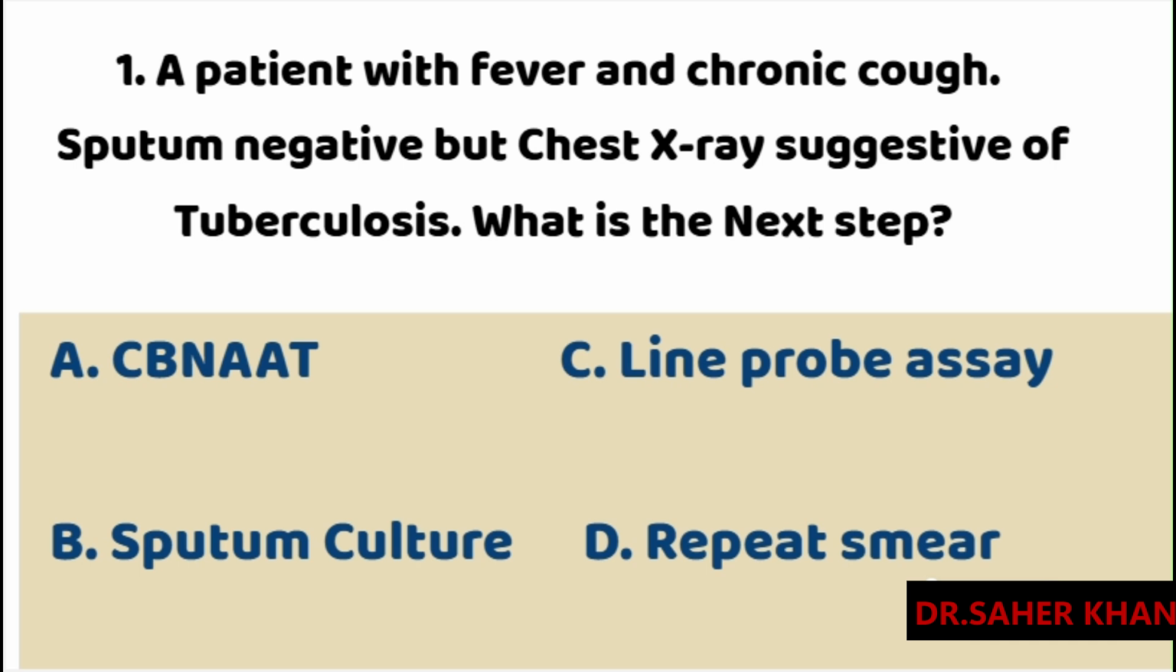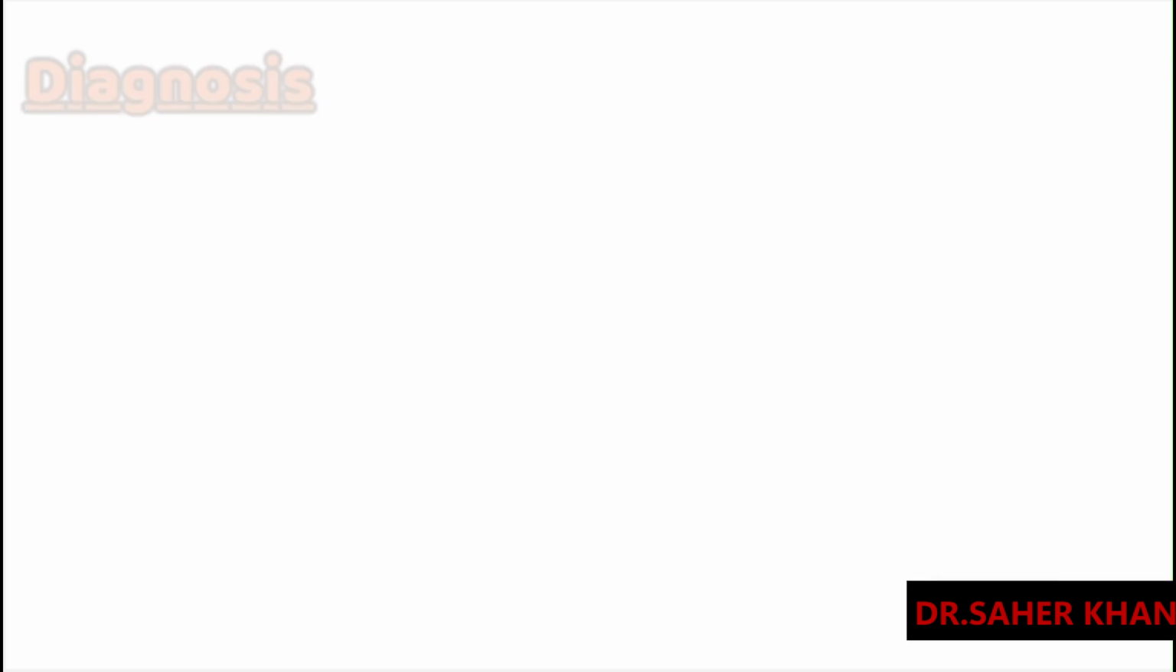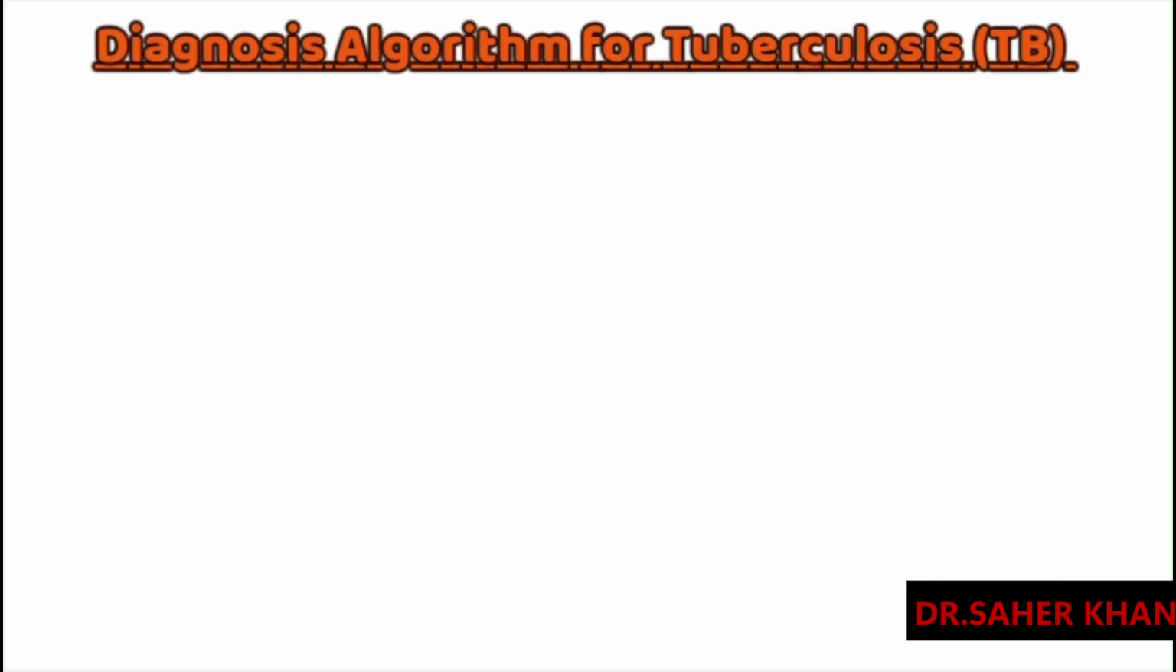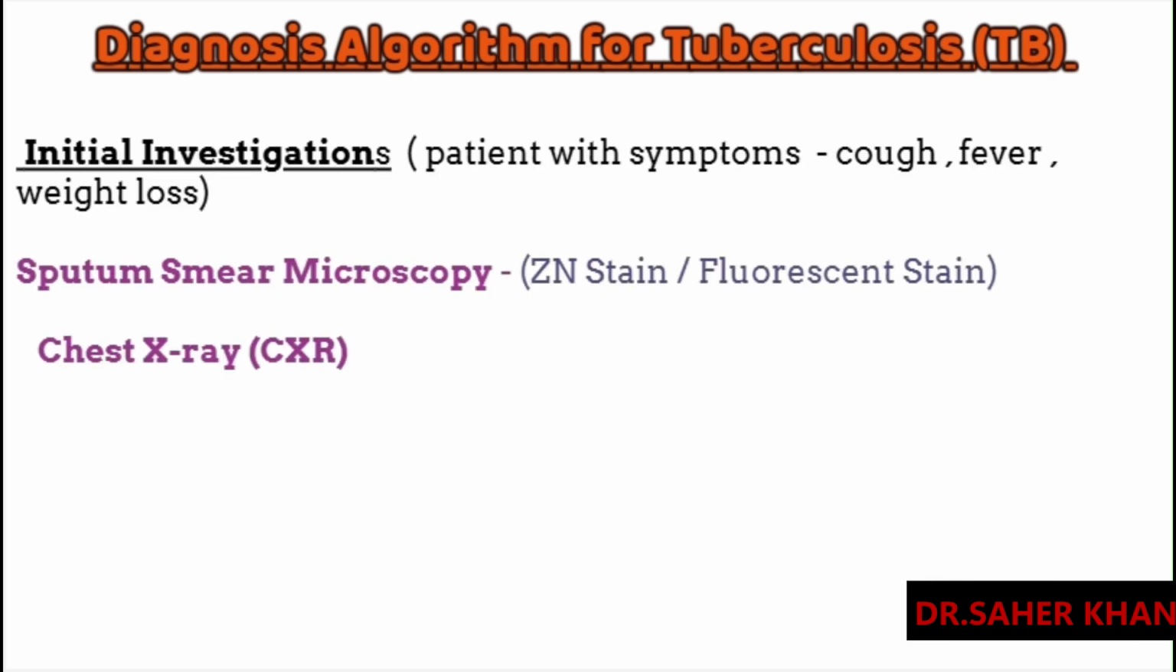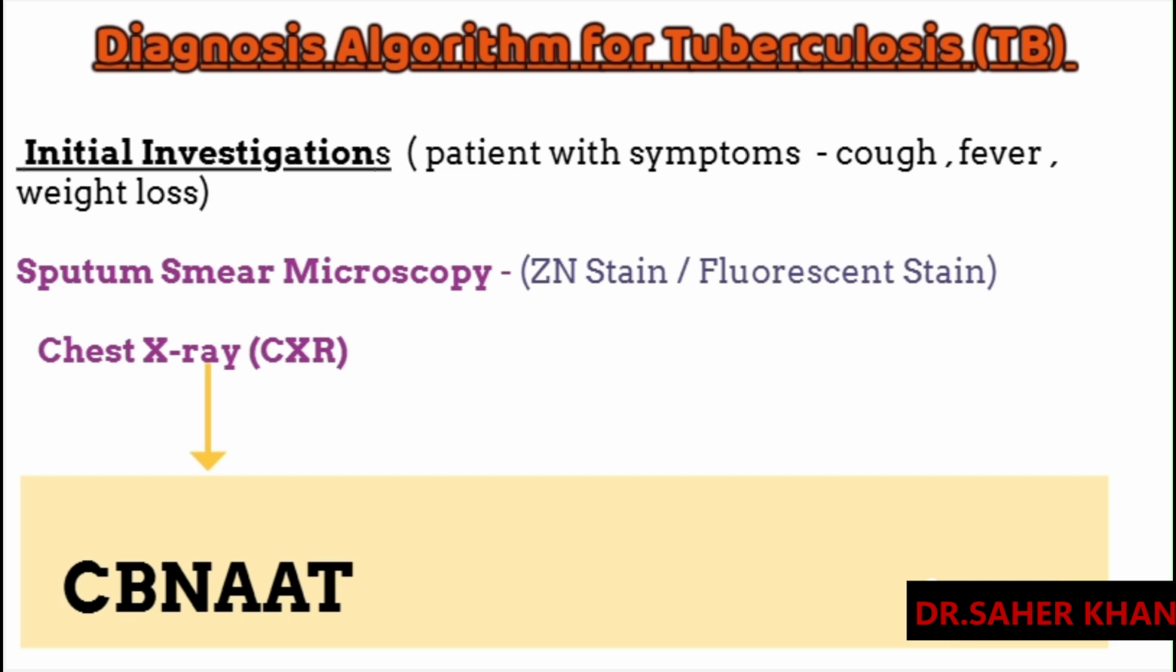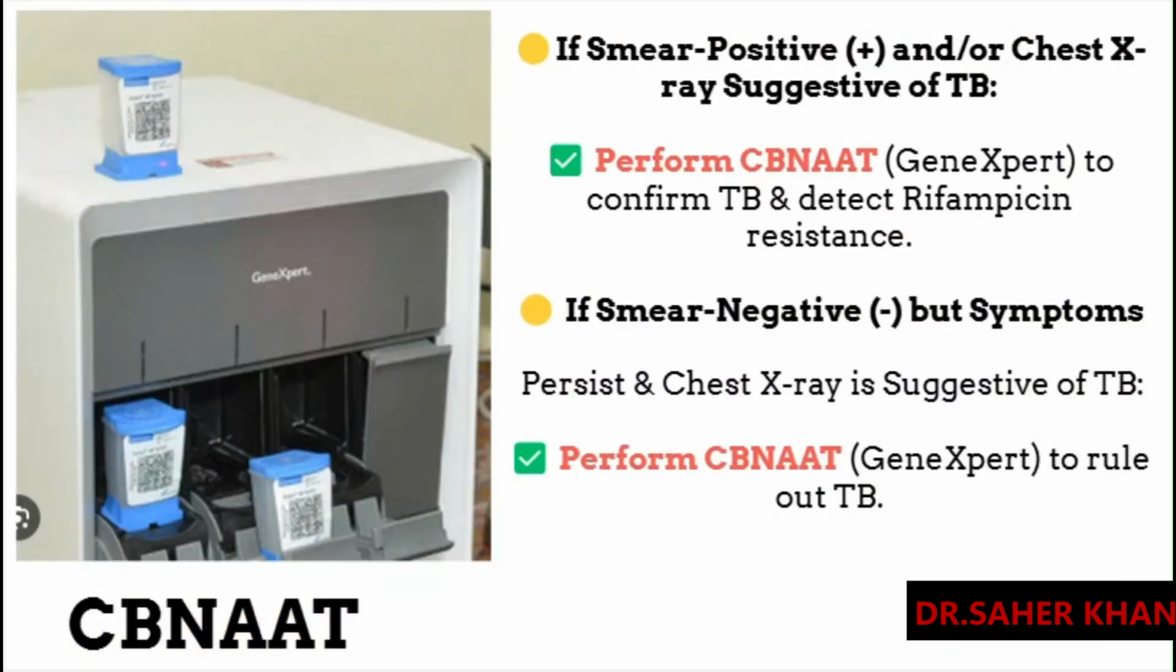Okay, so to answer this question, we must follow the TB diagnostic algorithm. According to the TB diagnostic algorithm, the first step in TB diagnosis is the sputum smear microscopy and chest X-ray, which have already been performed in this case. And the next step here is CB-NAT. CB-NAT is the best next step, and it's performed in both cases, whether the sputum smear is positive or negative. So let's quickly understand what CB-NAT is and why it is the best next step.